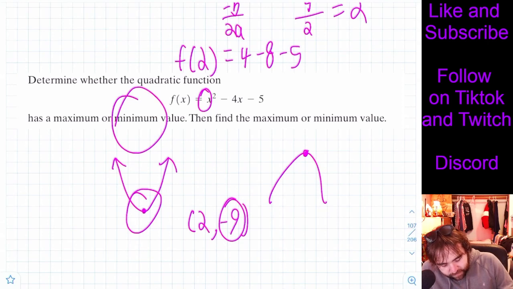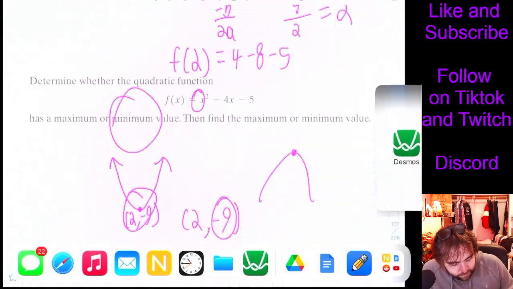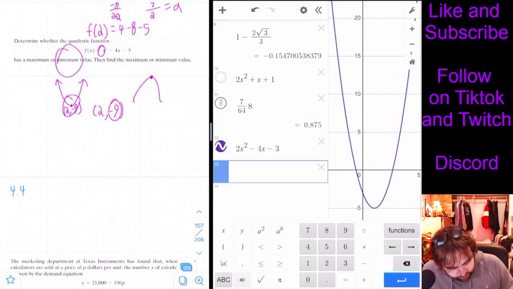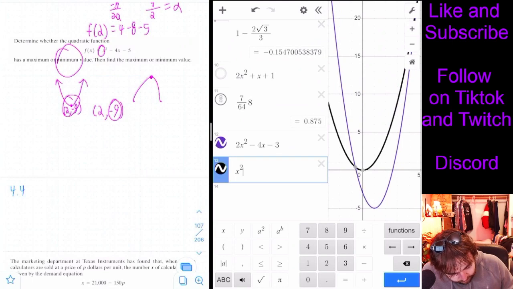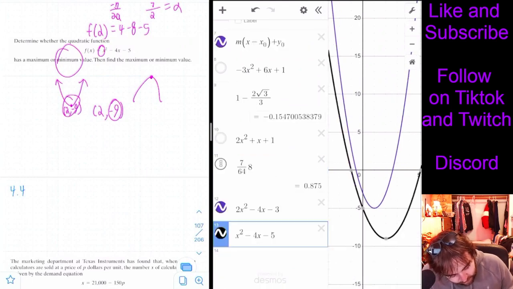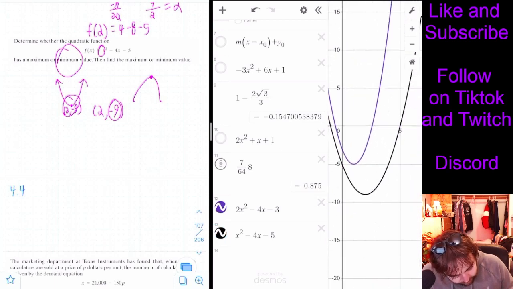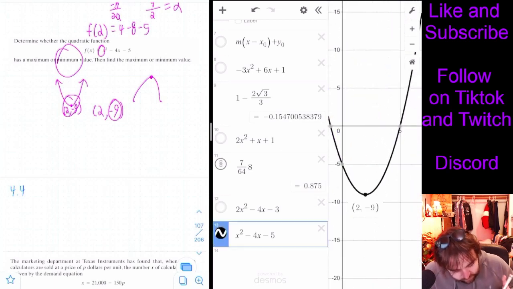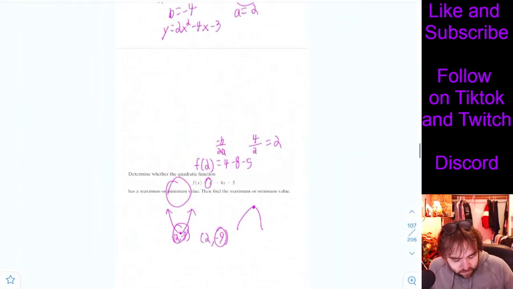It looks something like this when x is 2. The y value is down here at negative 9. Let's go ahead and graph it to confirm. x squared minus 4x minus 5 does indeed have a minimum value there, and it is indeed at negative 9. So there we go. That's kind of a little introduction to parabolas.